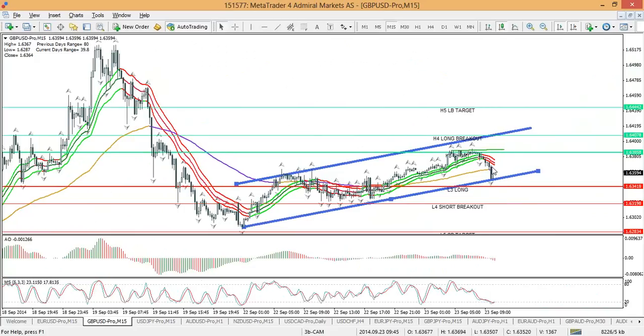Skip the bounce and wait for price to move back up and wait for the break instead. A break of H3 in these fractals, but I need to see bullish moving averages.